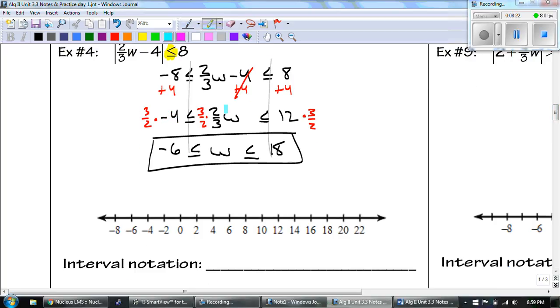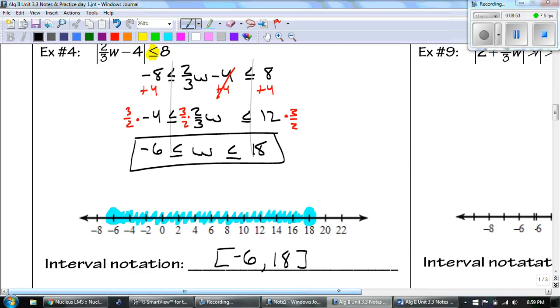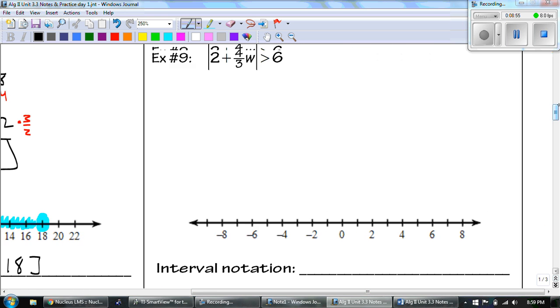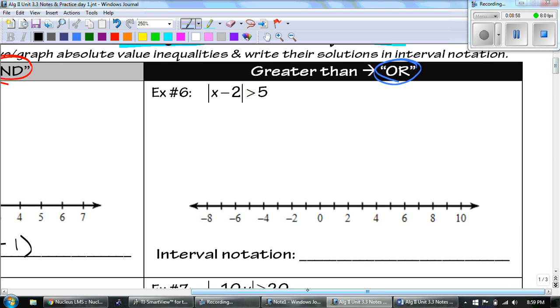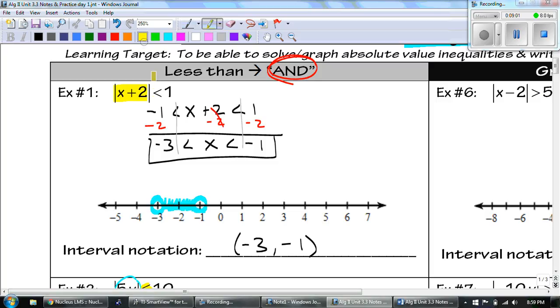So here we go. At -6, we're closed. And then at +18, we're closed. And we shade everything in the middle. Okay, so at -6, it's a closed point, so we use a bracket. And then at +18, we're closed, so we use a bracket. Okay? All right. So if you notice, every time we did one of those, it was less than.